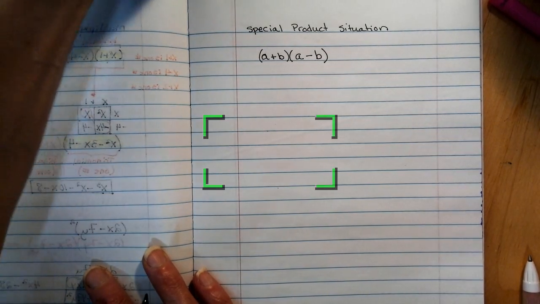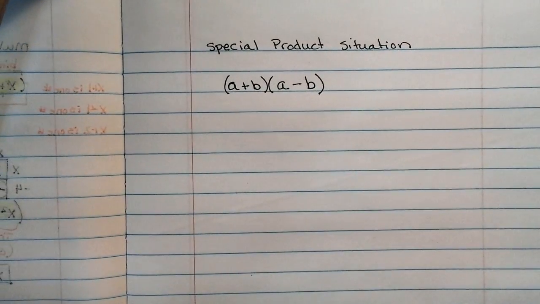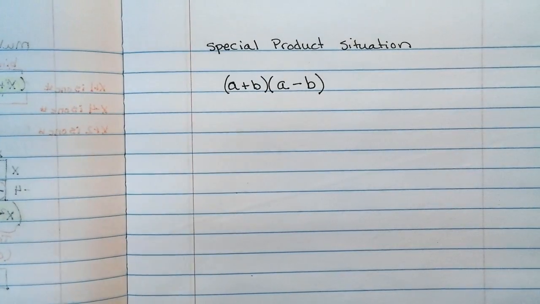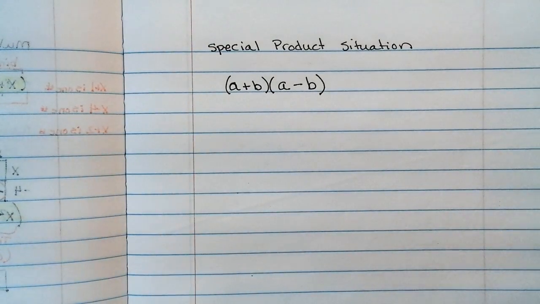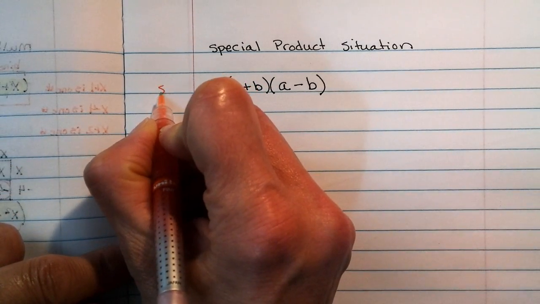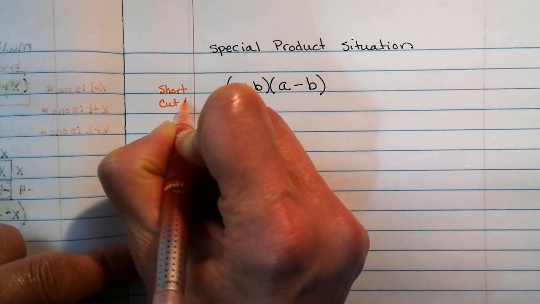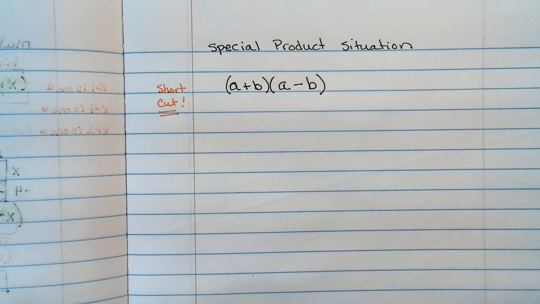In this video, I'm going to show you a special product situation. Sometimes if you can see the pattern and remember the pattern, you can do a shortcut. This one here actually allows you to do a shortcut. I'm going to show you the shortcut, and I'm going to tell you that this is the first time that I'm actually going to teach you a shortcut, and if you remember it, you can do it.